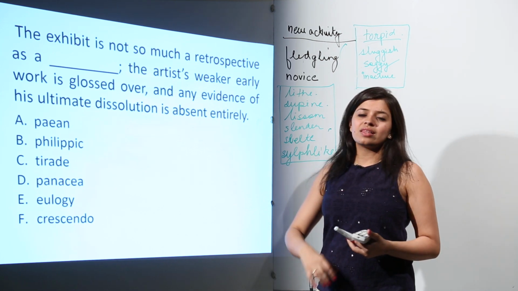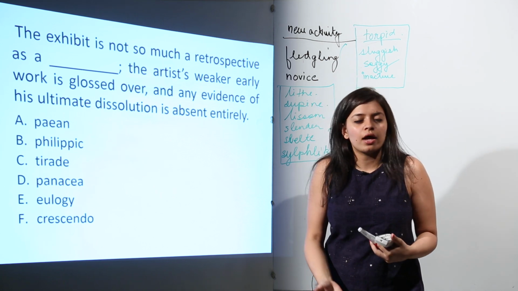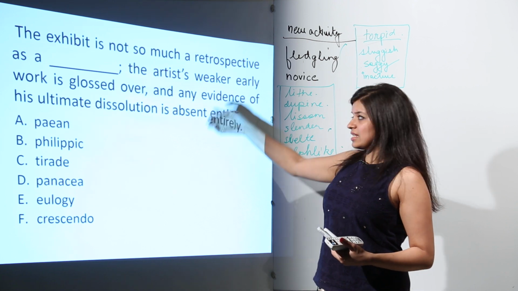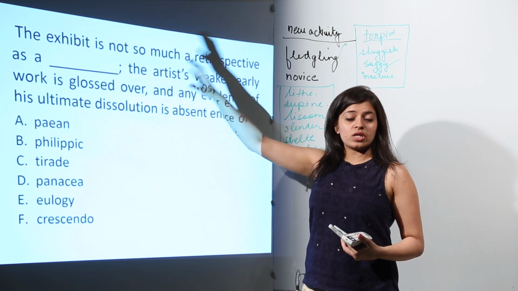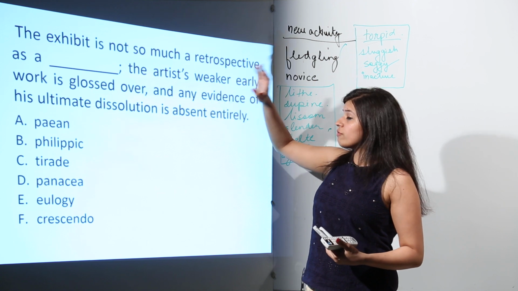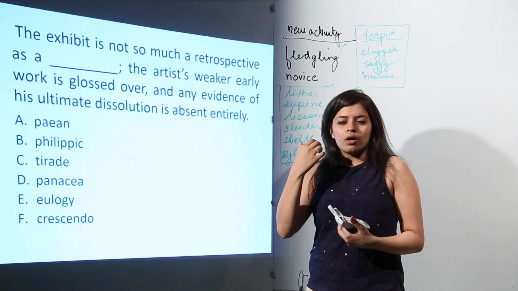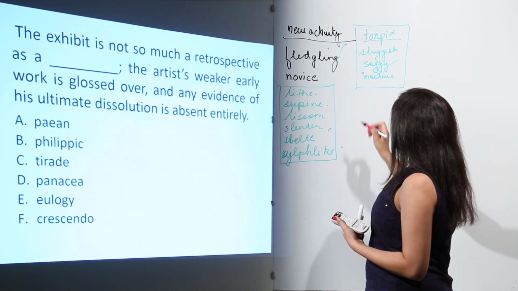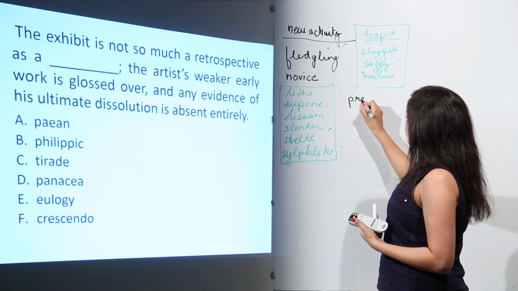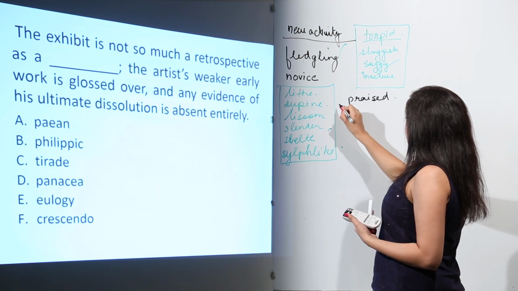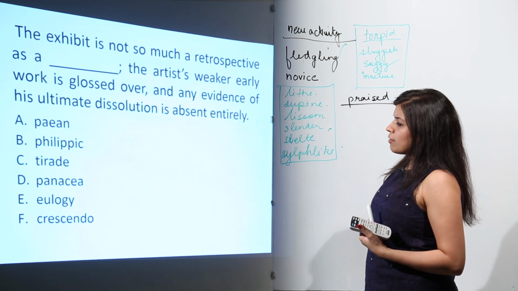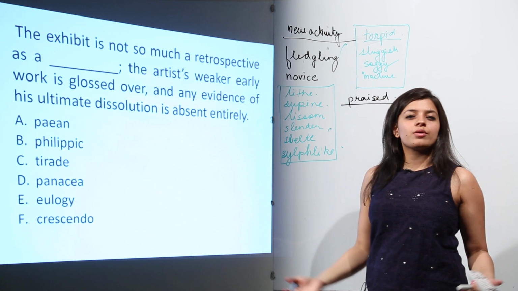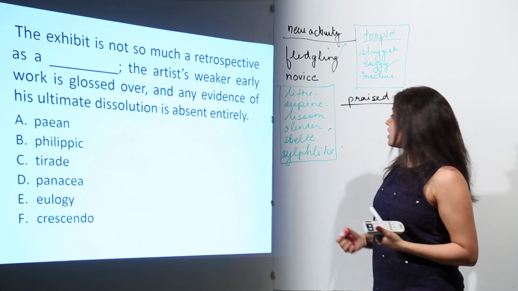So for this good work the artist has been praised and all his previous bad work has not been shown in this particular exhibition. So we can say that this blank has a positive connotation and the work of this artist has been praised. So if we have to put a word in this blank, we'll put the word praised. Now let's come to the options. Paean. Paean means praising someone, a long poem or a long speech praising someone is paean.